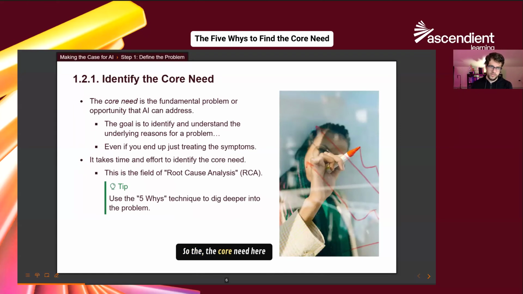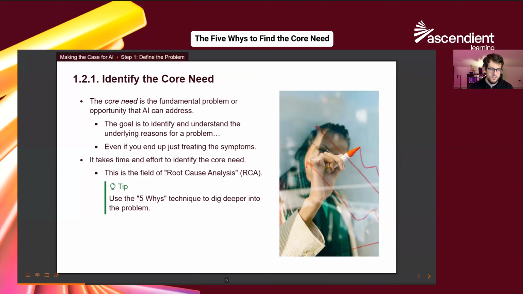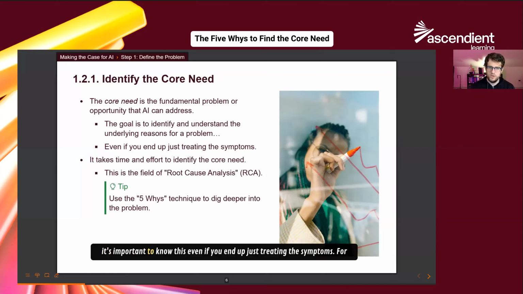So the core need here is a very fundamental problem that can be addressed by AI or another technology. And the goal of the core need is to understand what is really the reason behind the reason behind the reason for a problem or for a challenge that you're facing. It's important to know this even if you end up just treating the symptoms.